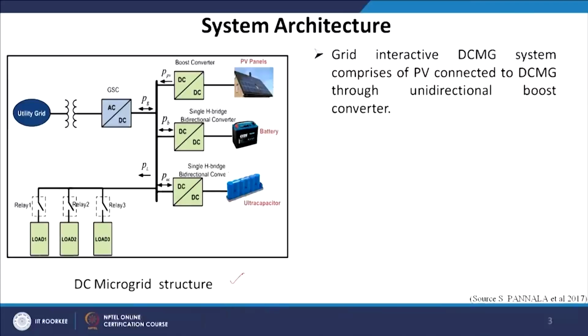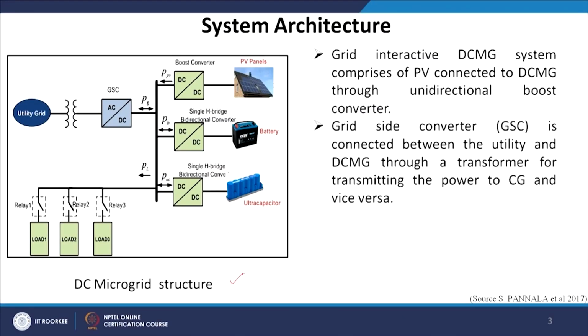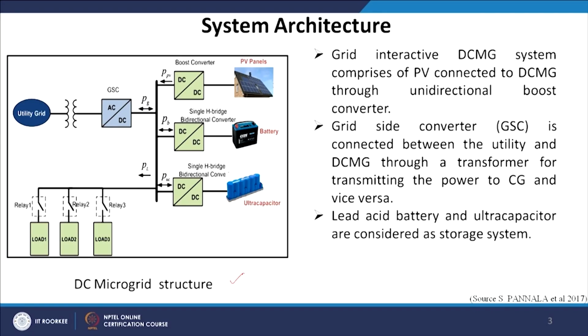Now, grid interactive DC microgrid system comprises of PV connected to DC microgrid through unidirectional boost converters. Grid side converter GSC is connected between the utility and DC microgrid through a transformer for transmitting the power to a conventional grid and vice versa. Lead acid battery and ultra capacitors are considered as a storage system. Loads are categorized into two types. One is my essential load and the other one is non-essential load.